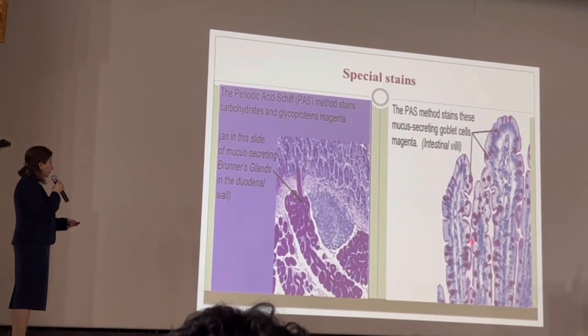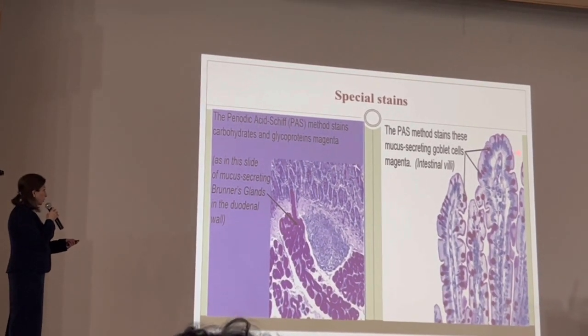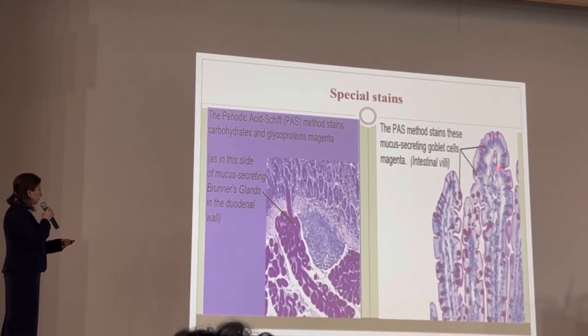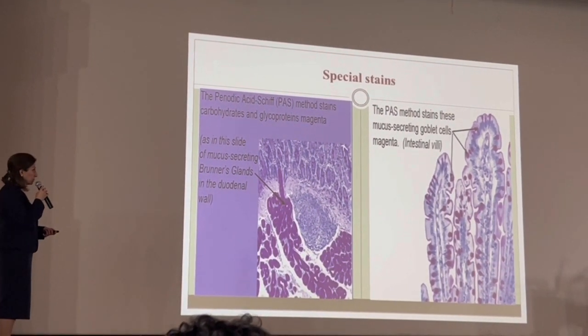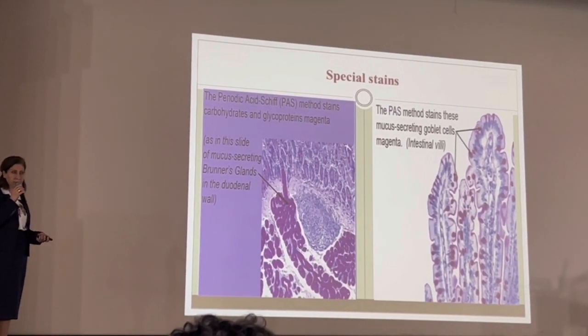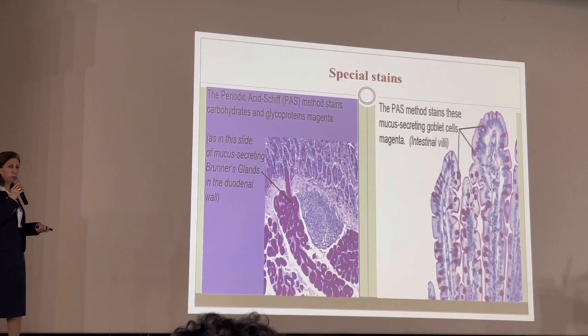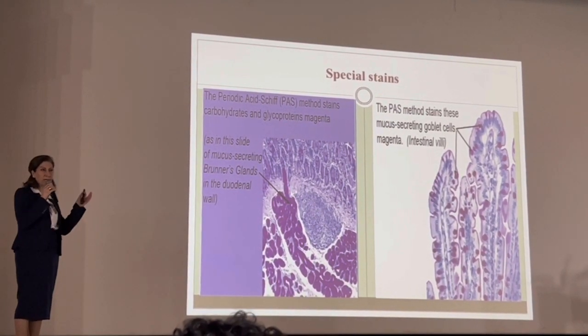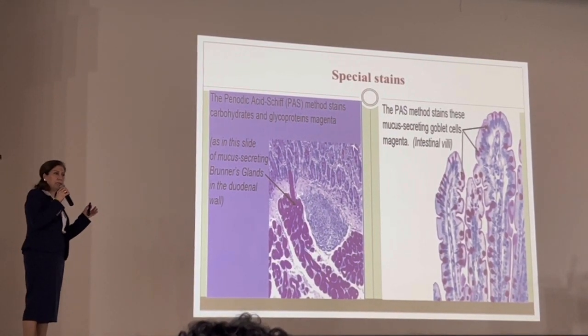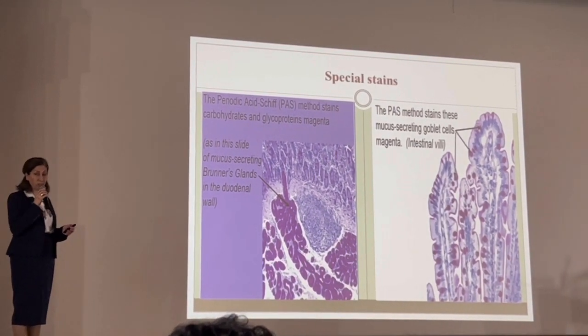This is the villi in the small intestine. You can see these rounded, circular magenta color cells. These are the goblet cells, which are rich in carbohydrate. So this stain has affinity to carbohydrate and it will stain them directly to the magenta color.